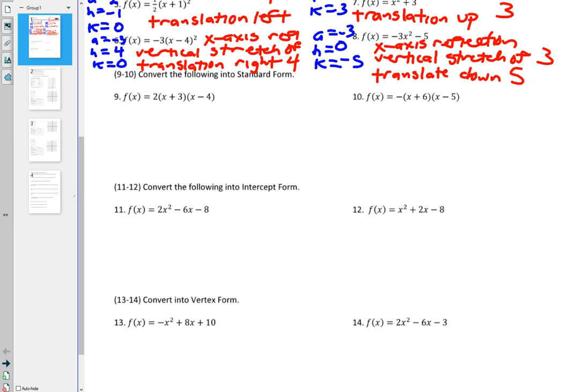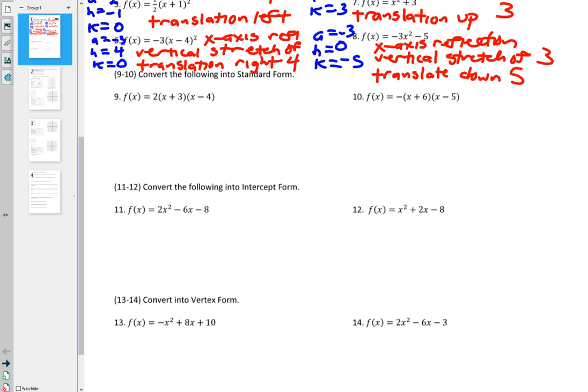Okay. Convert the following into standard form. What do we know about standard form? So here we're still dealing with quadratics, but remember there were three. Well, better yet, let's do this. What were the three forms of a quadratic function? Standard, intercept, which we also called factored form, intercept form, okay, and vertex form. So if I want to convert this into standard form, what do I need to do?